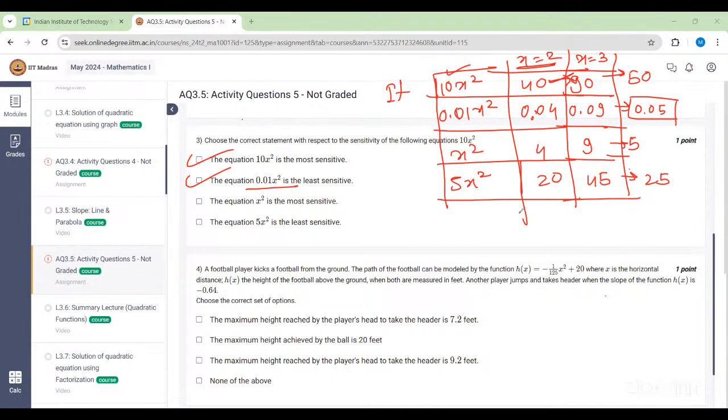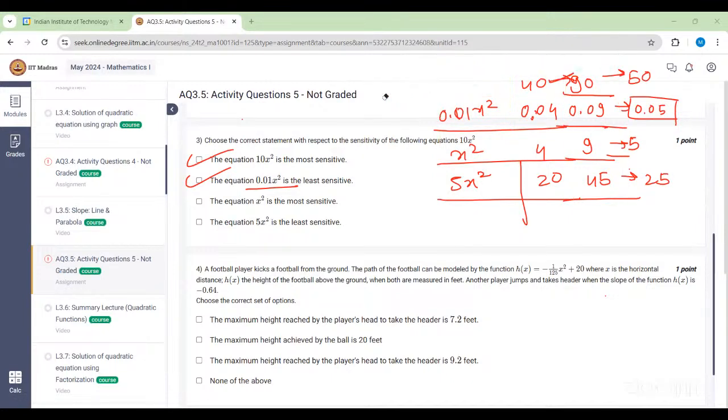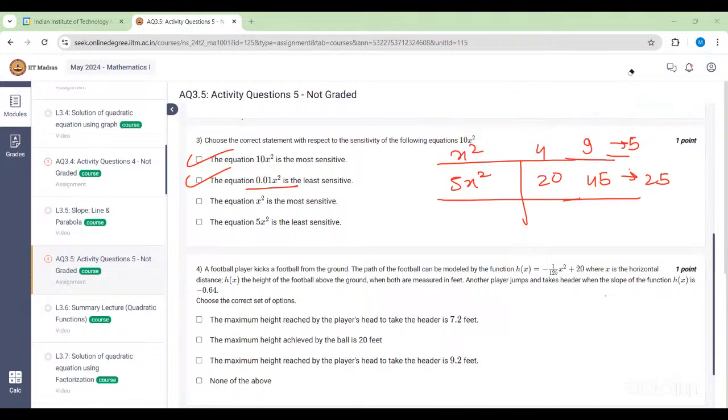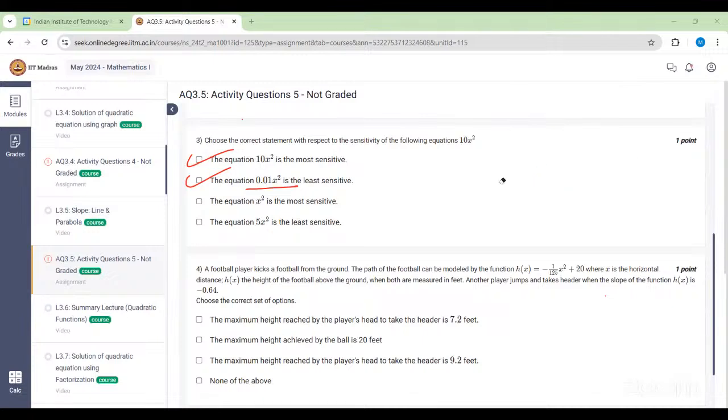Ma'am, x equal to 2 and x equal to 3, is it an imaginary value? No, that's just an example. So if we change from 2 to 3, these are the changes we are getting with respect to each expression. No matter what you take, sensitivity means if you change the value of x a little bit, how big the change is in your y coordinate. That's how you can judge the sensitivity part. Okay, is that okay?